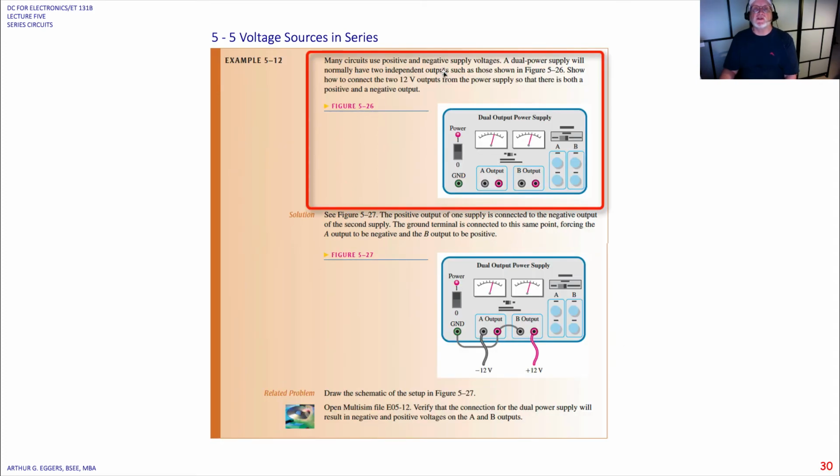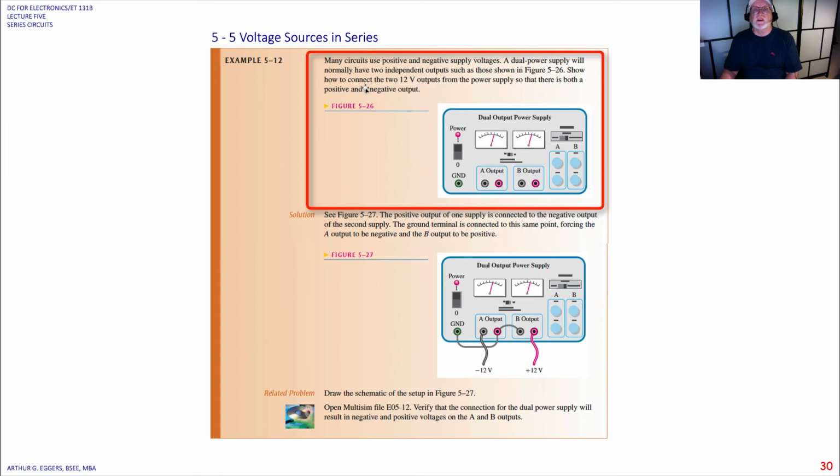So many circuits use positive and negative power supplies. A dual power supply will normally have 2 independent outputs as shown. So we've got output A, we've got output B, and we've got the meters associated with them.